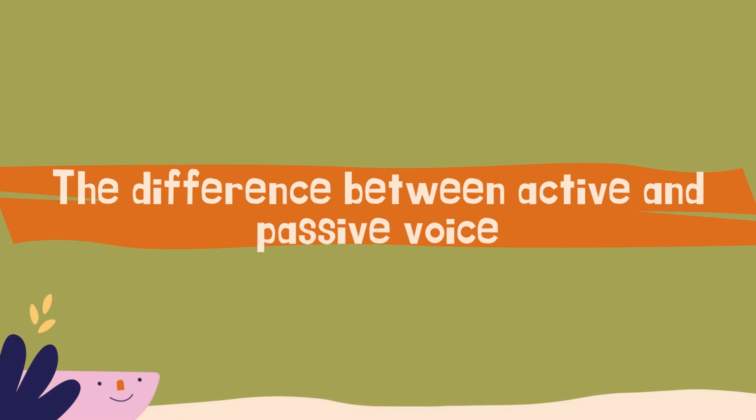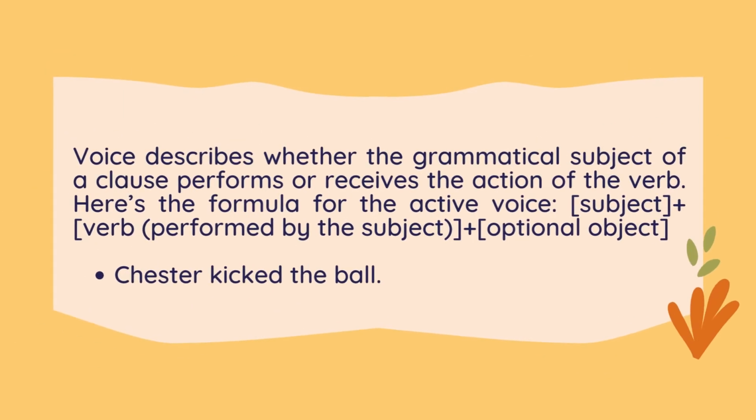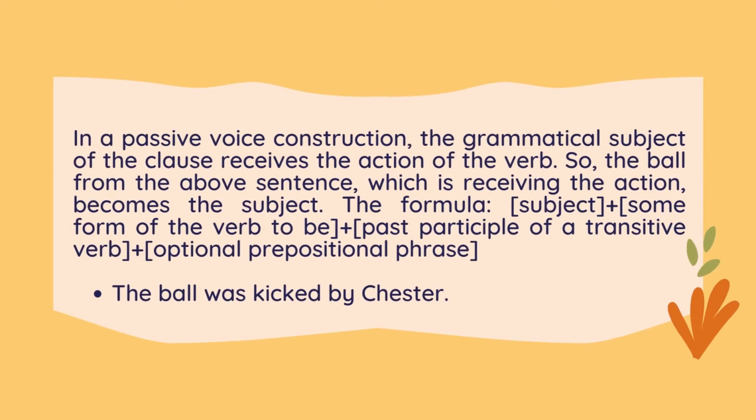The difference between active and passive voice. Voice describes whether the grammatical subject of a clause performs or receives the action of the verb. Here's the formula of the active voice: subject plus verb performed by the subject plus optional object. Chester kicked the ball. In a passive voice construction, the grammatical subject of the clause receives the action of the verb. So the ball from the above sentence, which is receiving the action, becomes the subject.